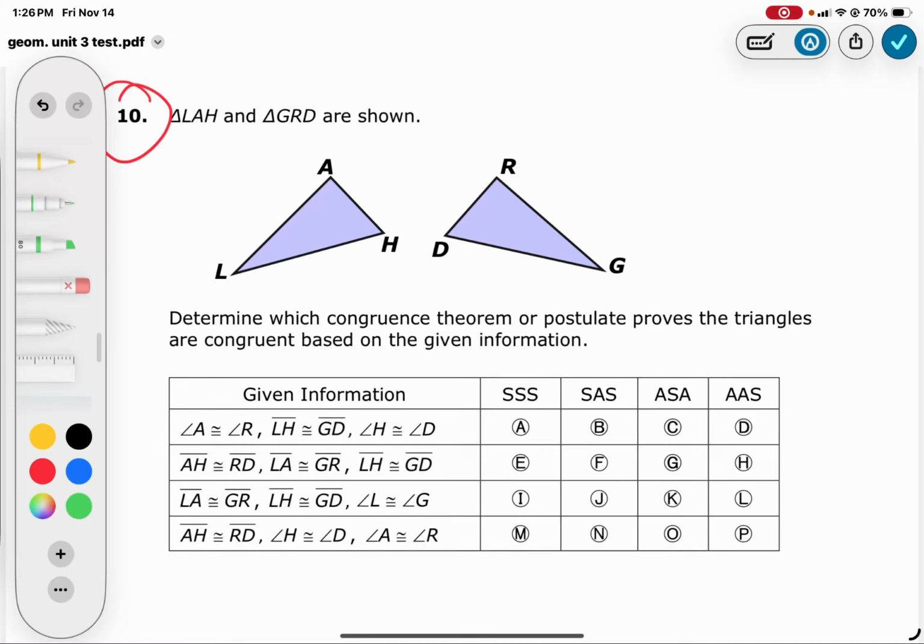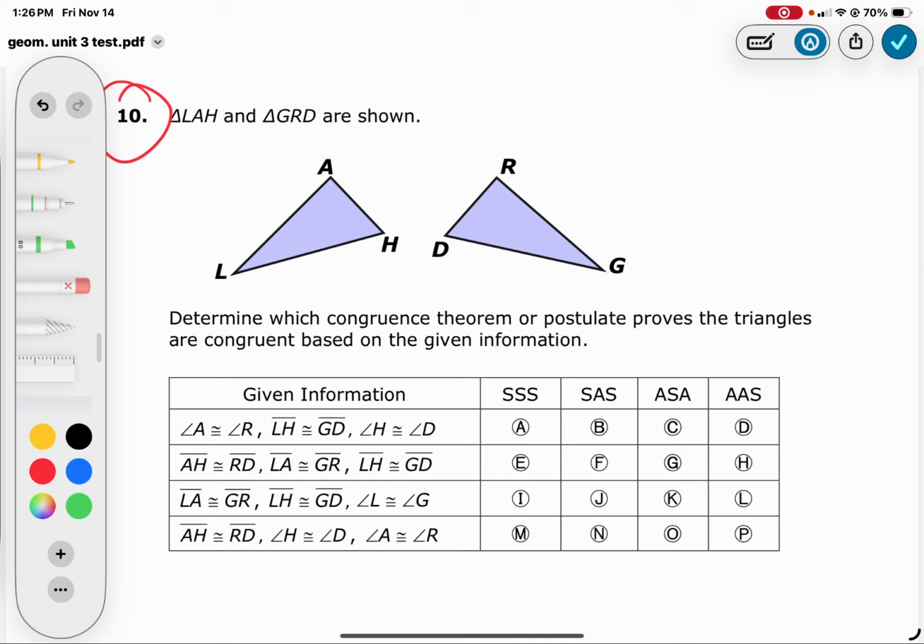Today, we're going to talk about this question here, number 10, from a Geometry Unit 3 test. It says triangle LAH and triangle GRD are shown. They're asking us to determine which congruence theorem or postulate proves the triangles are congruent based on the information that's given.